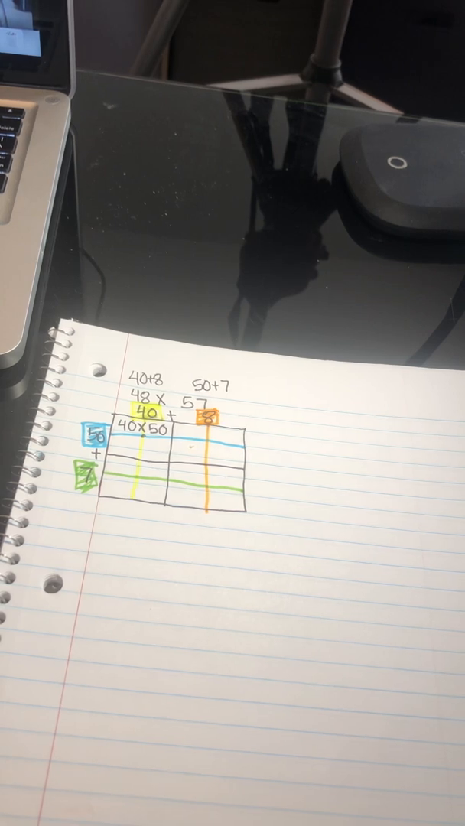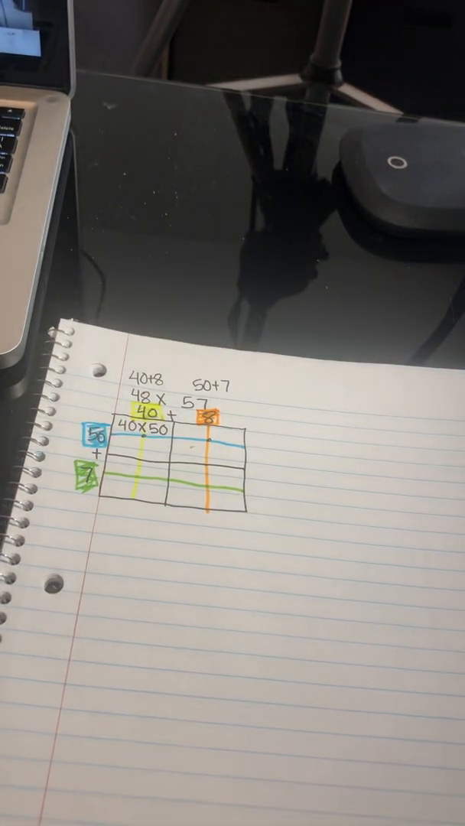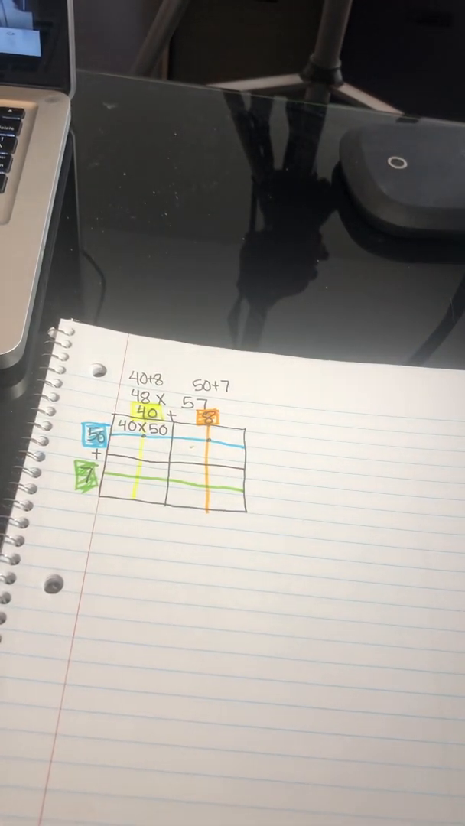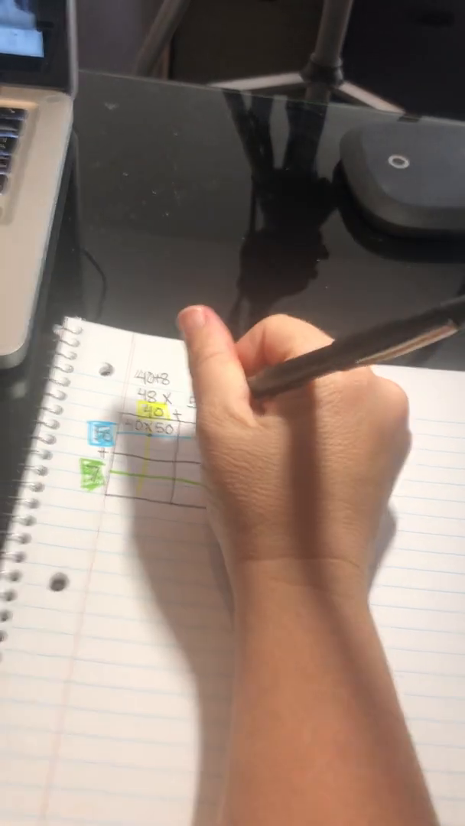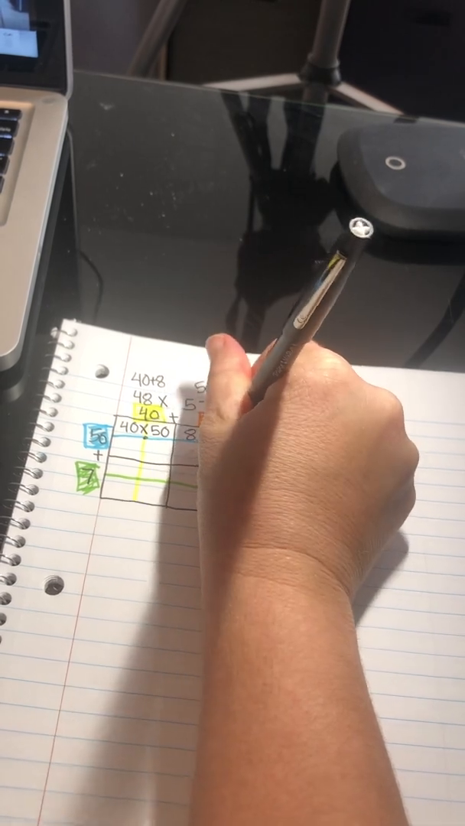All right, what 2 numbers are crossing right here? 8 and 50. So 8 times 50.